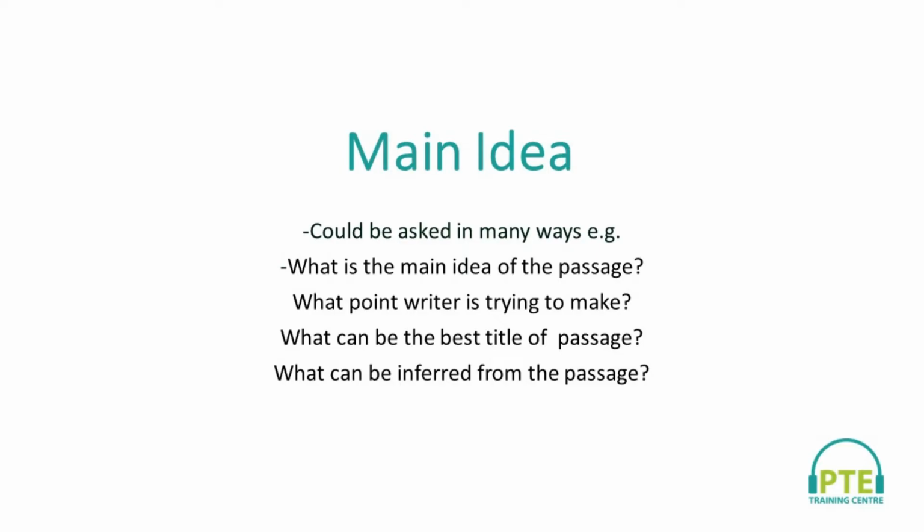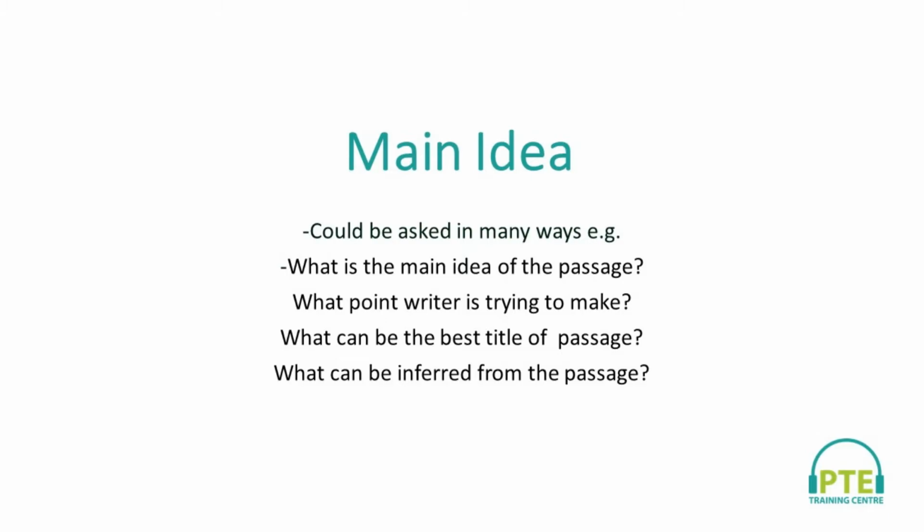There will be 2 types of questions. One is called the main idea and the other one is called the specific information type. If the question is the main idea one, then you do not need to read the options and go straight away. You will need to read the whole paragraph and understand what the writer is trying to say, because it could be asked in different ways, like what is the passage mainly about or primarily about, what is the main idea of the passage, what point the writer is trying to make, what can be the best title of the passage, what can be inferred from the passage.